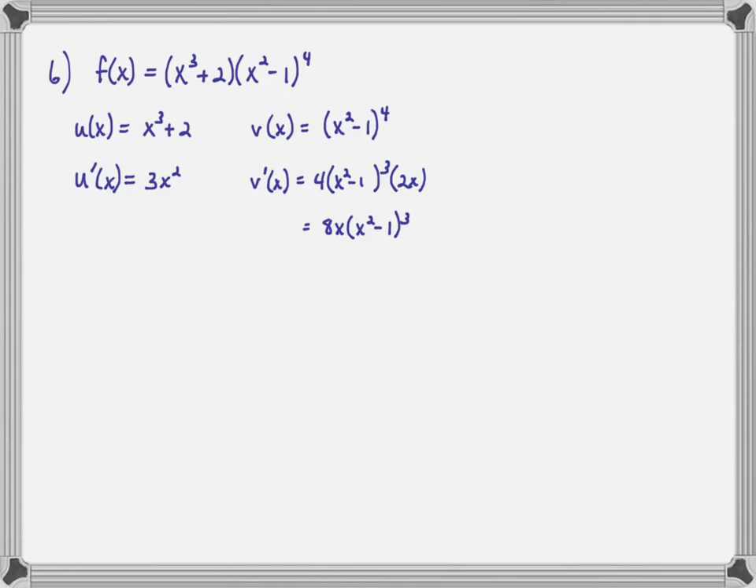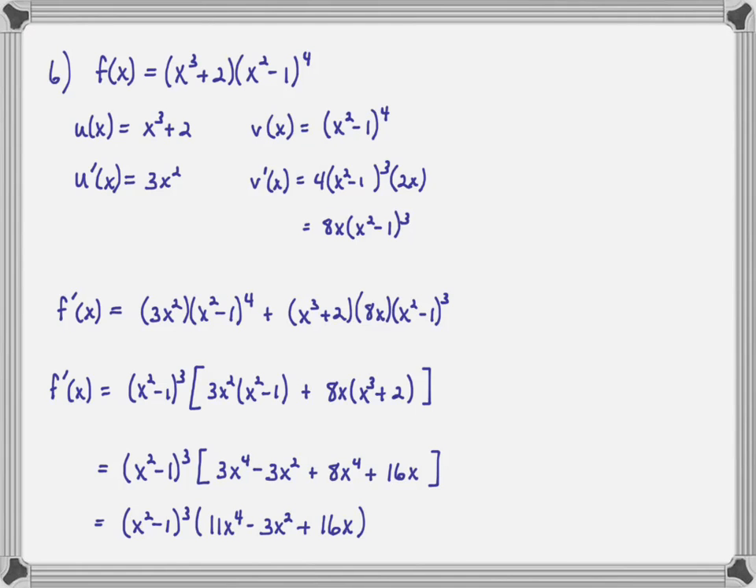Okay, now for the product rule, we say the derivative of the function is equal to the derivative of the first part times the original of the second part plus the original of the first part times the derivative of the second part. Okay, so here is our product rule, and we just need to clean it up a little bit.